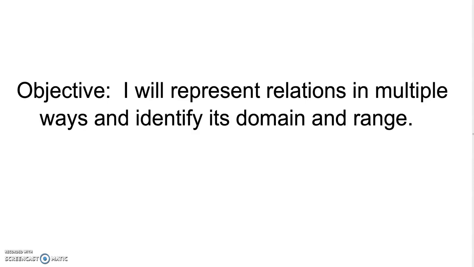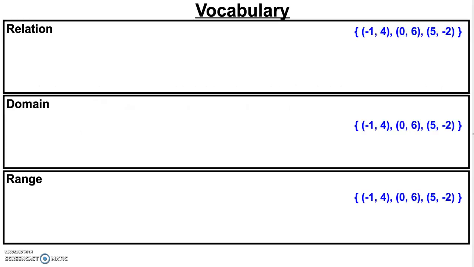In this video, we will represent relations in multiple ways and identify its domain and range. So first, a little vocabulary. What a relation is. A relation is a set of ordered pairs. So we have this relation here with the points (-1, 4), (0, 6), (5, -2). So these three sets of coordinates are representing a relation.